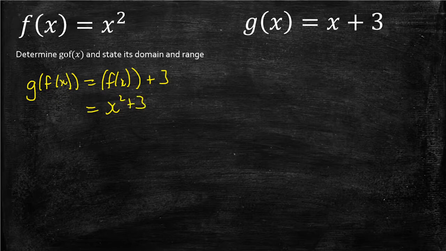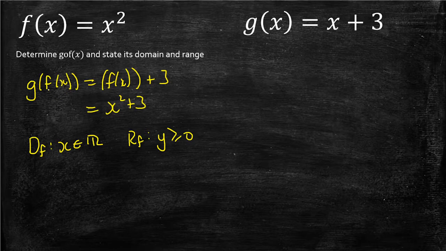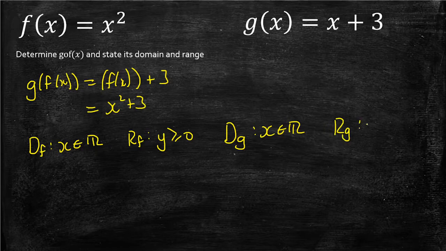Now in this case, we're going to be putting x values into the f function. So the domain of the f function, again, it's a quadratic, so we can put any real values into that function. And the range of the f function is going to be y is greater than or equal to 0. Then whatever comes out of that needs to fit into the domain of my g function. Now the domain of my g function is x belongs to the set of real numbers, and the range of the g function is y belongs to the set of real numbers.